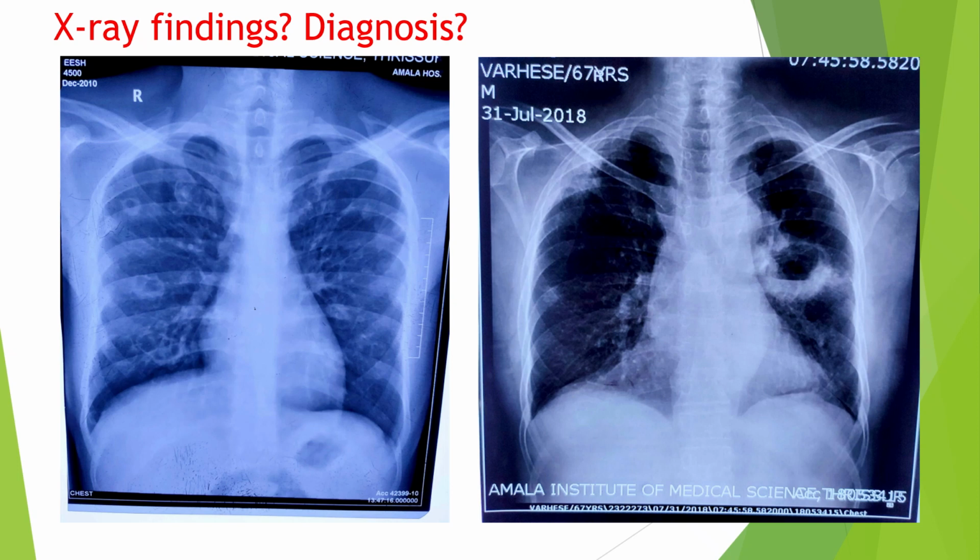What are the X-ray findings you see here? On the left-hand side, you see an X-ray chest PA view with multiple cavities with fluid levels. On the right-hand side, you will find a cavity in the left mid-zone, a very thick-walled cavity with a fluid level, again a lung abscess. So one X-ray shows multiple lung abscesses, the other a single lung abscess.